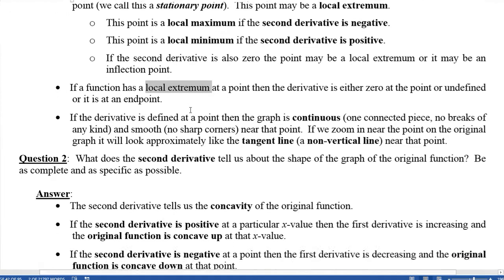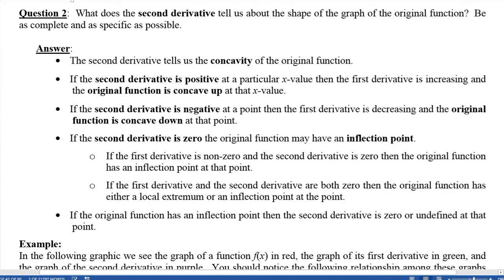So what does the second derivative tell us about the shape of the graph of the original function? Again, we want to try to be as specific as possible. The second derivative tells us the concavity of the original function. The first derivative is the rate of change of the original function. The second derivative is the rate of change of the first derivative. So it turns out if the second derivative is positive at a particular x value, then the first derivative is increasing at that point, and the original function is concave up at that point.